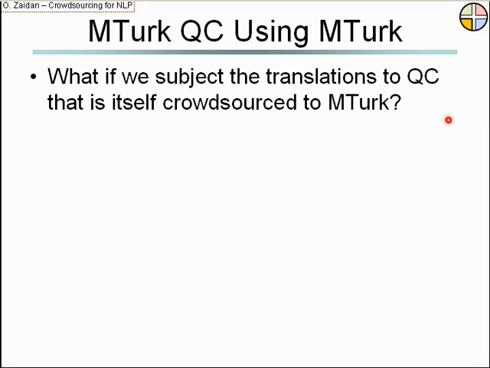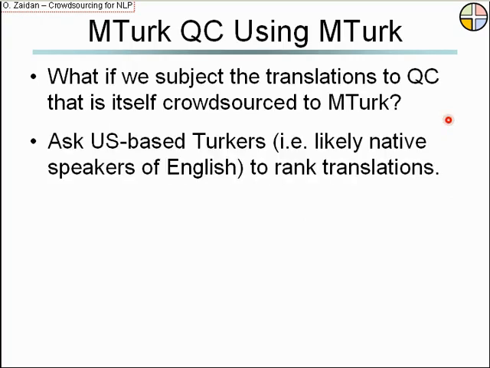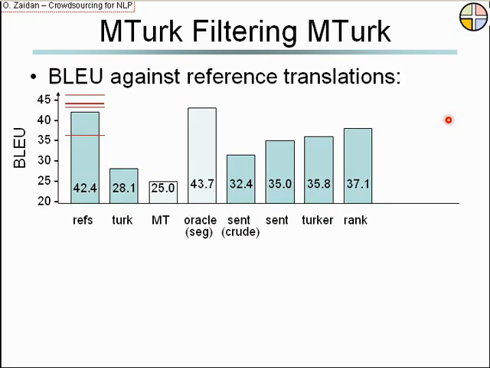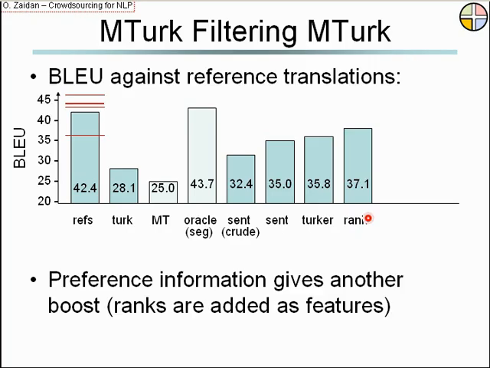Now, one thing that you can do is crowdsource the quality control procedure. So we're going to do quality control using Mechanical Turk. We're going to take these translations, and we're going to ask Turkers located in the United States to tell us which one is the best one. So these are likely to be native speakers of English. They're going to tell us what they think is the best without really looking at the source, because they wouldn't really understand Urdu, or at least not many of them would. And if you only look at the answers that we get back by ranking, again, you see a really big boost.